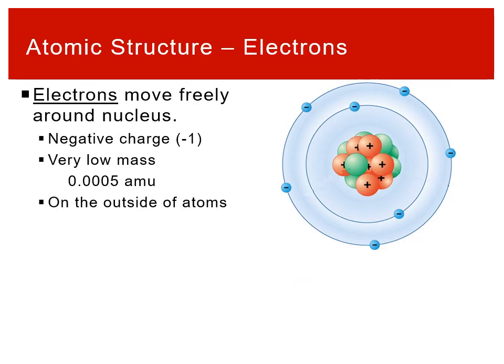So then your other subatomic particle are the electrons, and the electrons are moving around the outside of the atom. They are not contained in the nucleus. And so this means they're on the outside of atoms. And so if two atoms are going to interact with each other, it's mediated by electrons.